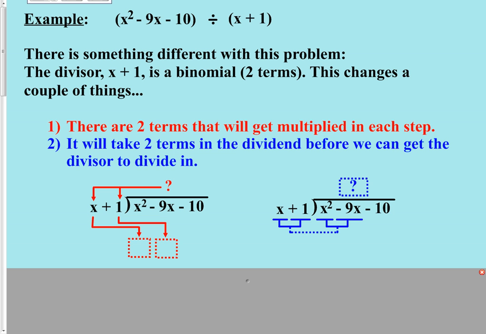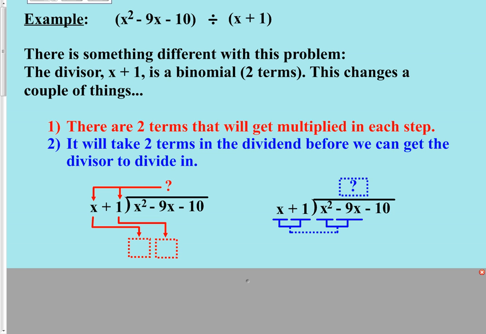Okay, over here on the left, this is the red one, point number 1. There are 2 terms that are getting multiplied in each step. So when we invent a number and put it where the question mark is on top of the division sign on the left here, that question mark is going to follow the distributive property. It's got to multiply times the x, and it's got to multiply times the positive 1. That's going to give us 2 values to write in underneath the x squared and underneath the negative 9x.